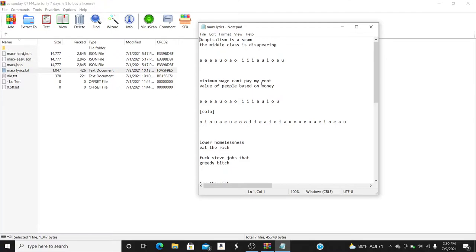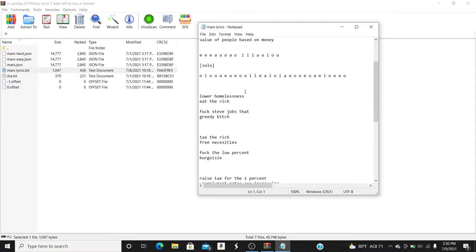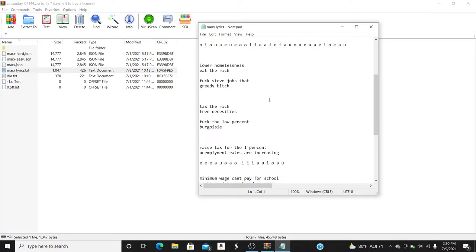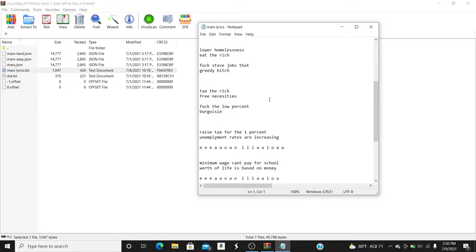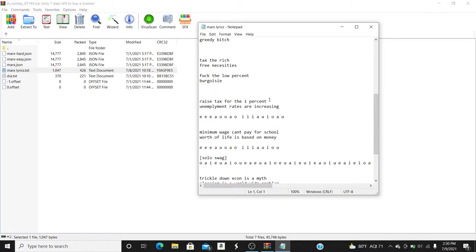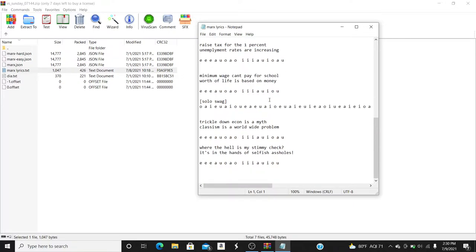The middle class is disappearing. Minimum wage can't pay my rent. Lower homelessness, eat the rich. Tax the rich, raise tax for the 1%, employment rates are increasing. Minimum wage can't pay for school, worth of life is based on money. Trickle down econ is a myth, classism is a worldwide problem. Where the heck is my stimmy check? It's in the hands of selfish people.